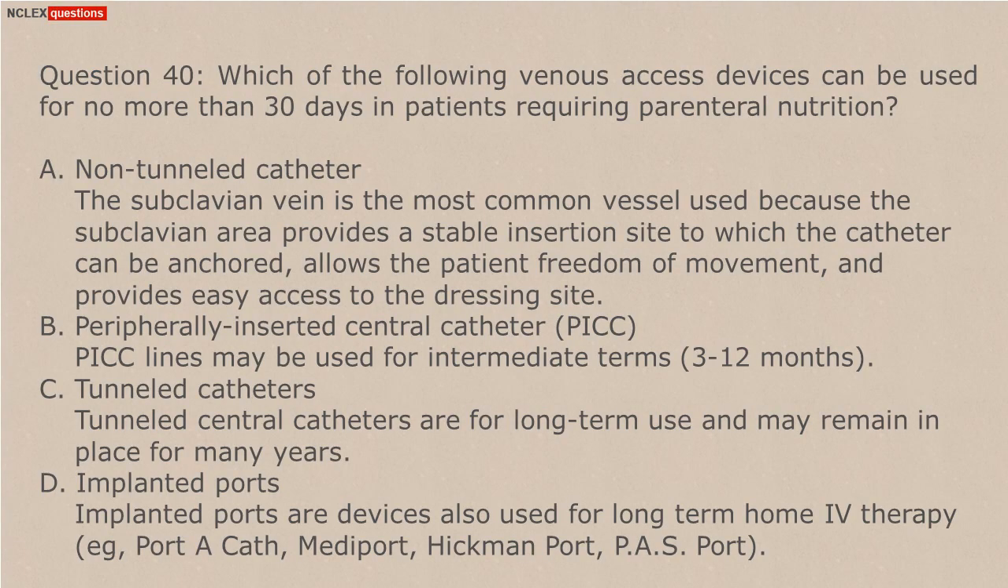Question 13. Which of the following terms refers to a muscular, cramp-like pain in the extremities consistently reproduced with the same degree of exercise and relieved by rest? A. Intermittent claudication. Intermittent claudication is a sign of peripheral arterial insufficiency.